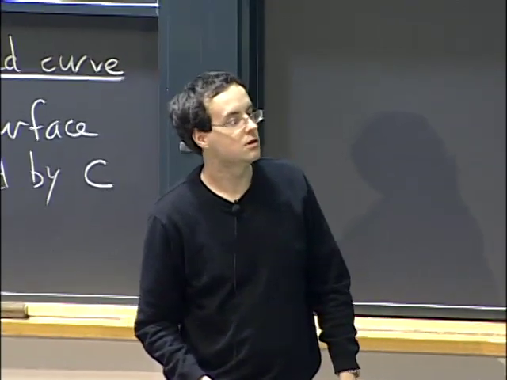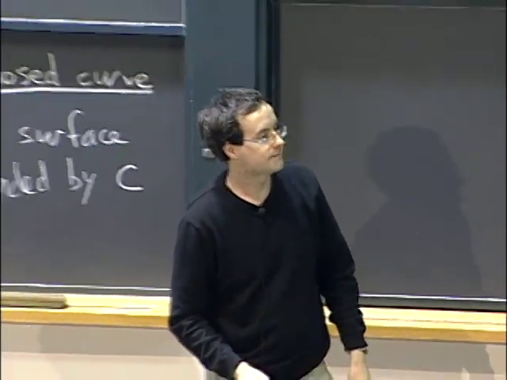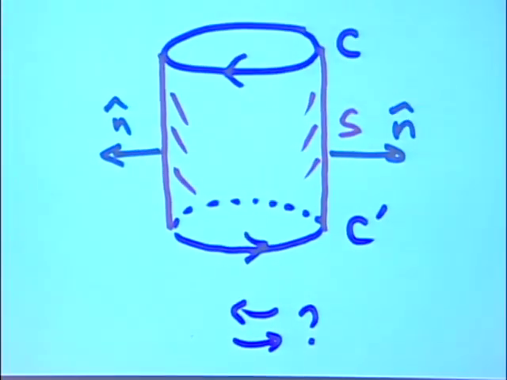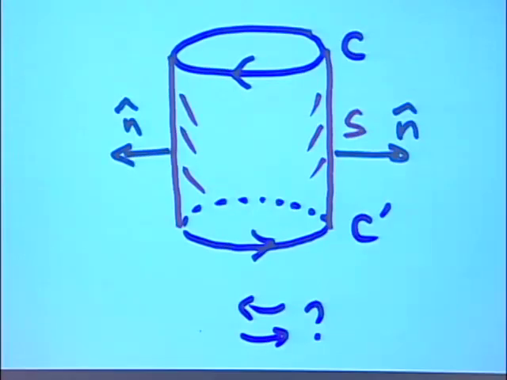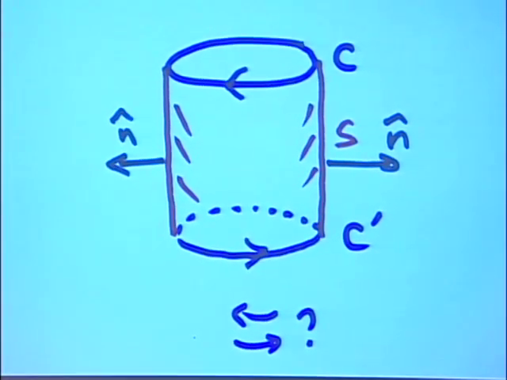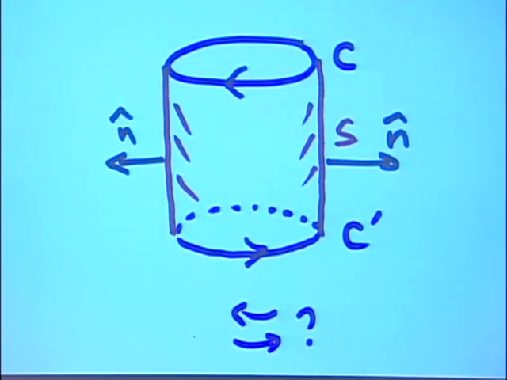Okay, what about C? Well, C, I claim we should be doing clockwise. Okay? Think about just walking again on the surface of a cylinder. Along C, if you walk clockwise, you will see that the surface is to your left. Or use the right-hand rule. Okay?